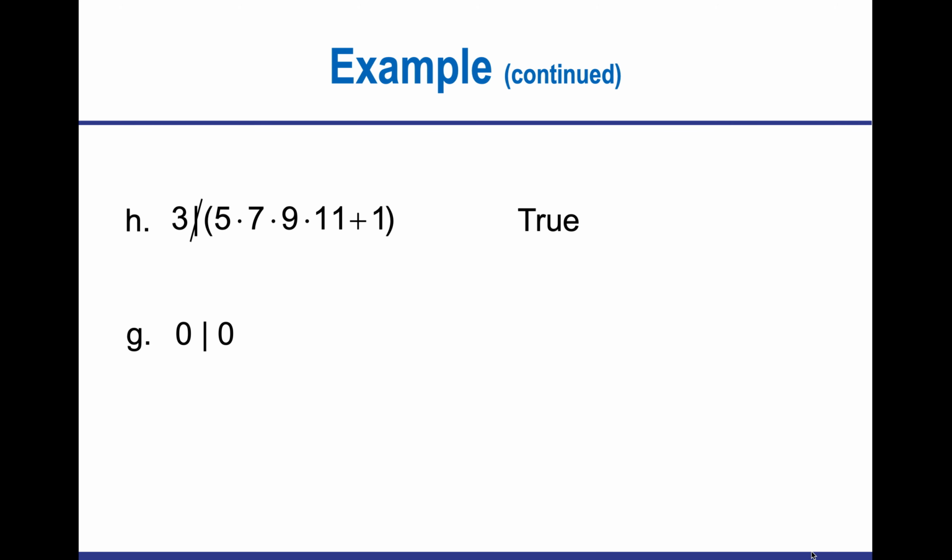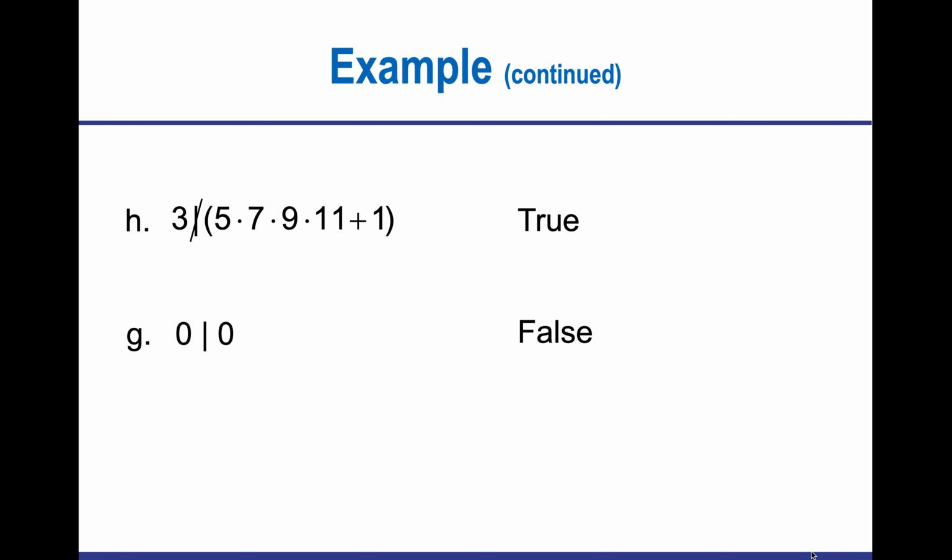So this reminds me of those memes you see on Facebook a lot. If I do 5 times 7 times 9 times 11, that's going to be 3,465. And when I add the 1 to that, 3,466. And I'm going to say we can't put 3 into that and not have a remainder. We're going to have some sort of remainder there.